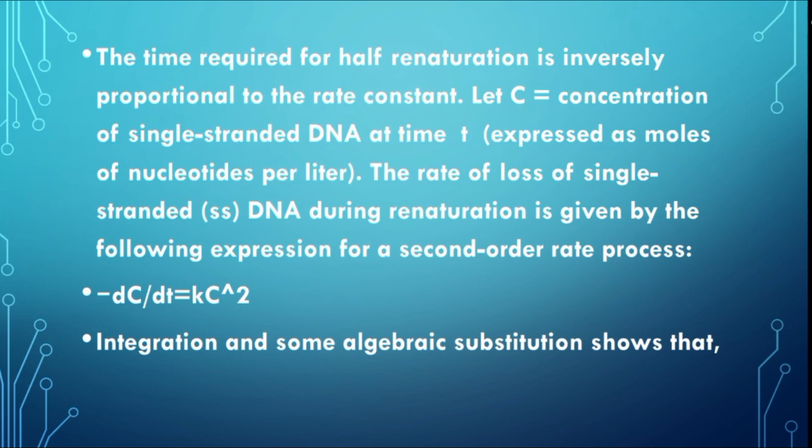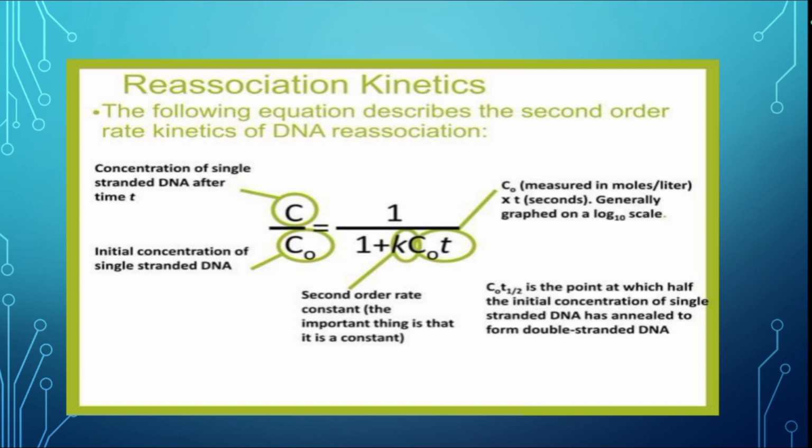Let C be equal to the concentration of single-stranded DNA at time t. The rate of loss of single-stranded DNA during renaturation is given by the following expression for a second-order rate process. Minus dC by dt is equal to K C squared. By integration and some algebraic substitution, it shows that C by C naught is equal to 1 by 1 plus K C naught t. Here C represents the concentration of single-stranded DNA after time t, and C naught is the initial concentration of single-stranded DNA. Here K is the second order rate constant and C naught t is measured in moles per liter times seconds.